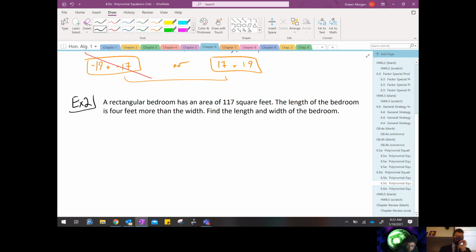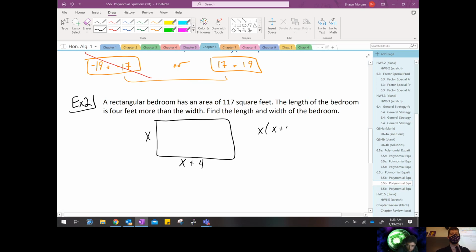So anywho, it says the length of the bedroom is 4 feet more than the width. Okay, so I'm going to stop. And I'm going to say x and x plus 4, something like that. The length is 4 feet more than the width. And then it says it has an area of 117. So what's the area formula for a rectangular room like this? Good. So we got x times x plus 4 equals 117.